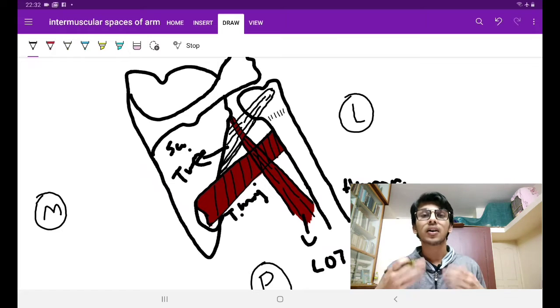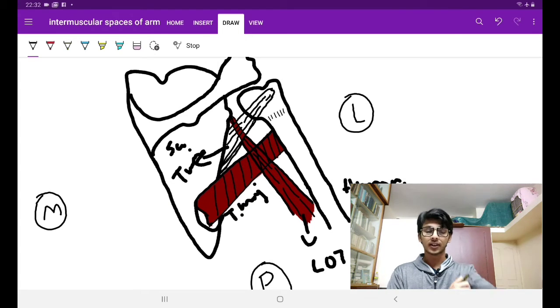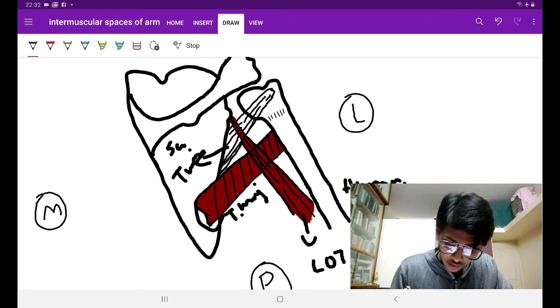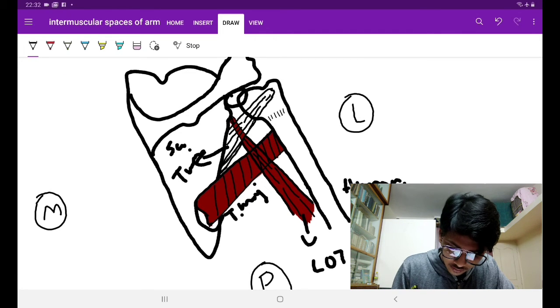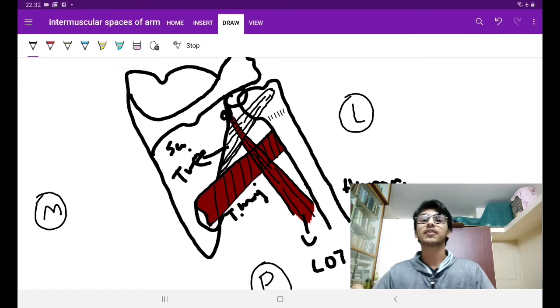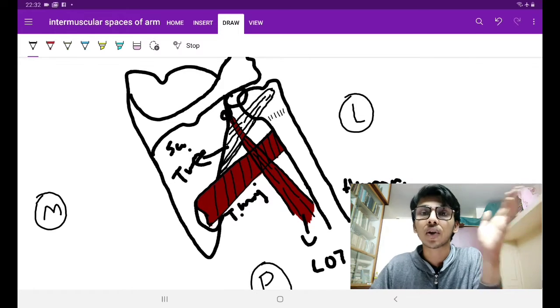Okay, now let's go to the next muscle, the long head of triceps. It takes origin from the infraglenoid tubercle. See here, there's a glenoid cavity here, you know that, right? The shoulder joint has a glenoid cavity. So this here is the infraglenoid tubercle. This one, what I am marking here, is the infraglenoid tubercle. From that there is the origin of the long head of triceps.